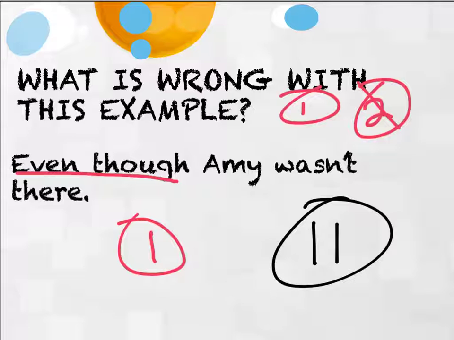Rule number 3, the second part must complete the idea. Well, when we read this sentence, even though Amy wasn't there, well, what happened? Even though Amy wasn't there, so what? What happened, right? It does not complete the second part, it doesn't have a completion of the idea, so therefore it does not use the subordinate clause correctly.